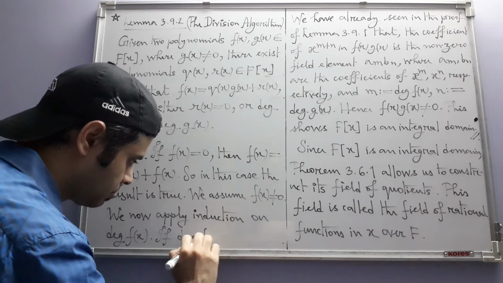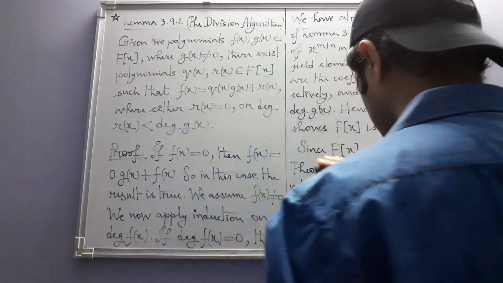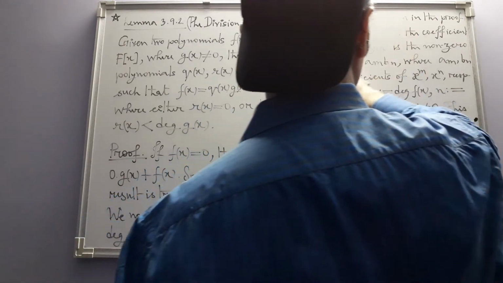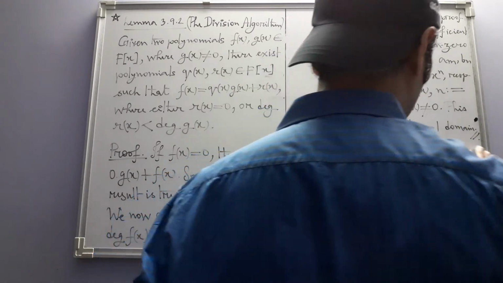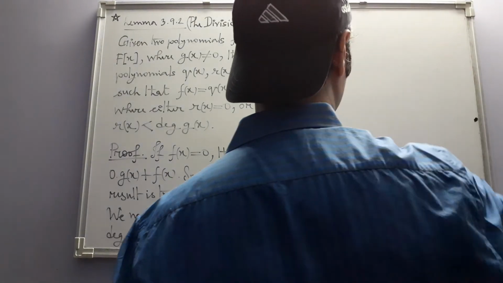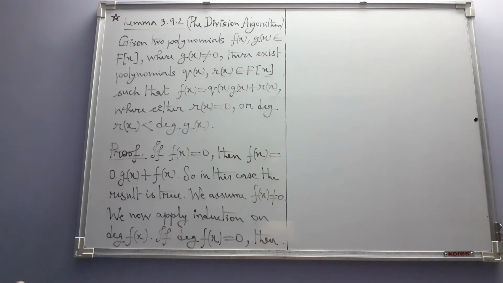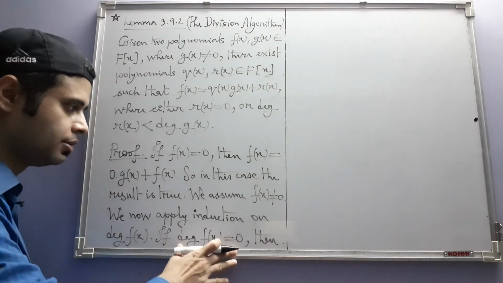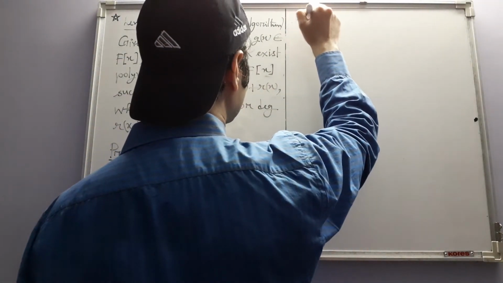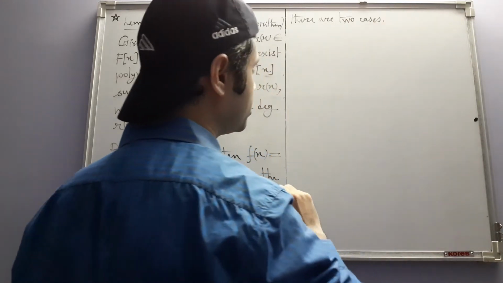If degree of fx is equal to 0, then there are two cases. Now comes the question of looking at, under this condition, gx itself may or may not have degree 0. Then there are two cases.